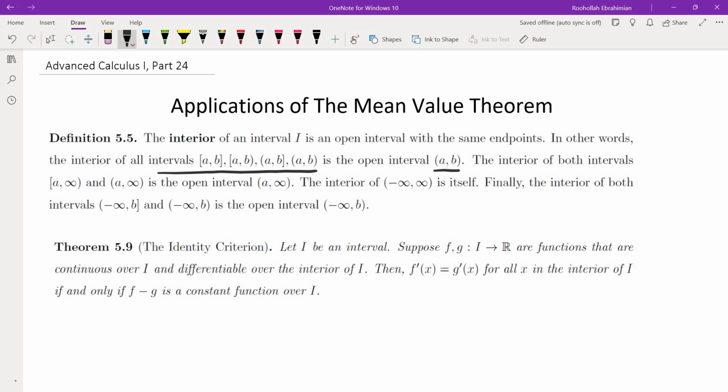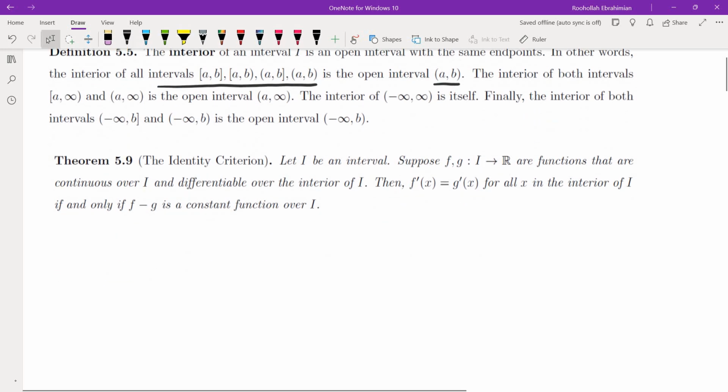The interior of the entire real line is itself. The interior of negative infinity to b is the same as open negative infinity to open b, whether it is open or closed at b. So essentially it just means you are excluding the endpoints. And the reason we need that is that we define derivatives over open intervals and not at the endpoints.